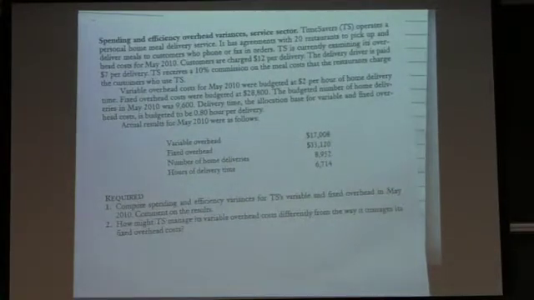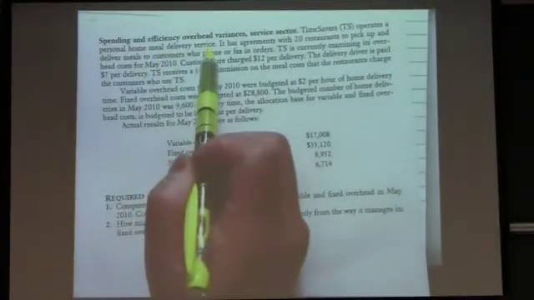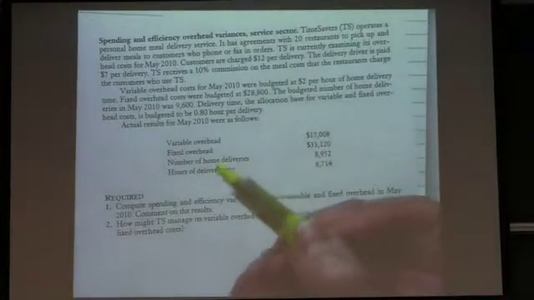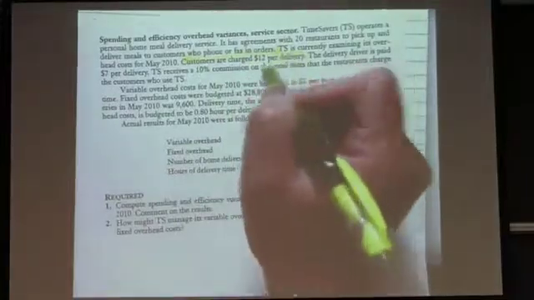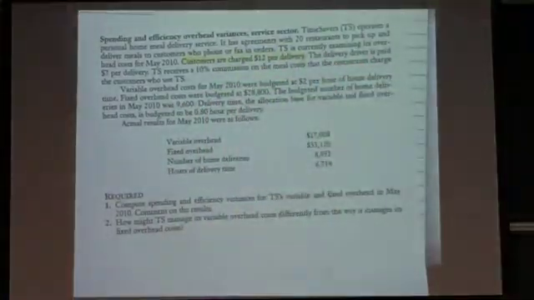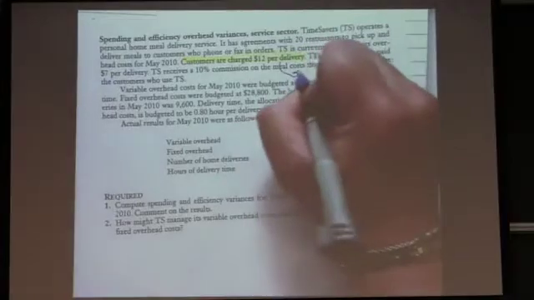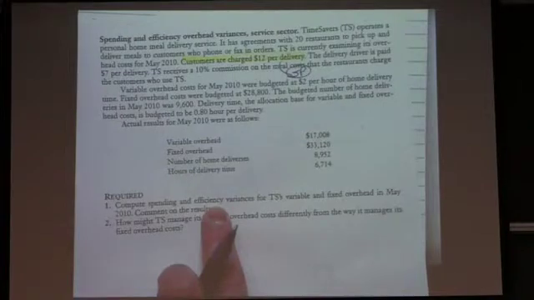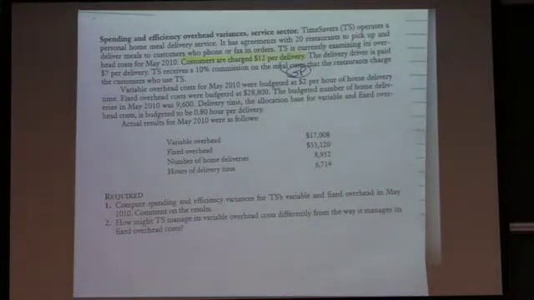Time Savers operates a personal home and mail delivery service. It has agreements with 20 restaurants to pick up and deliver meals to customers who phone or fax an order. Time Savers currently examines its overhead costs for May 2010. Consumers are charged $12 per delivery, that's the sales, which is not really relevant in answering this question because we're only asked to look at efficiency and spending variance for both variable and fixed overhead.